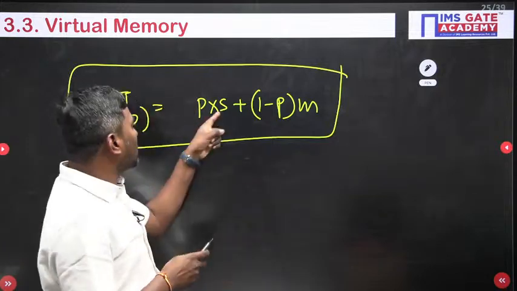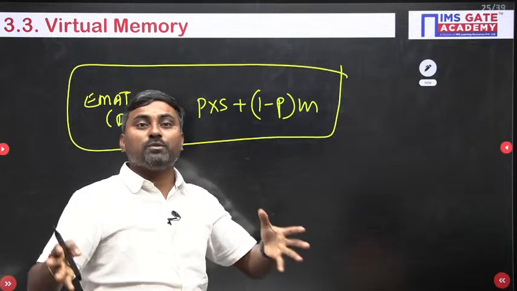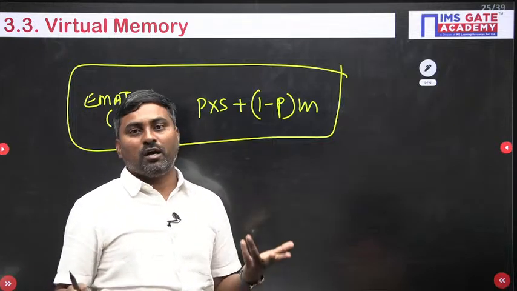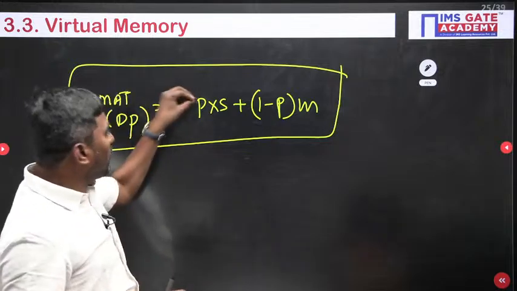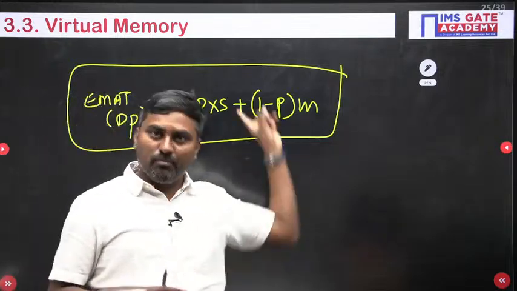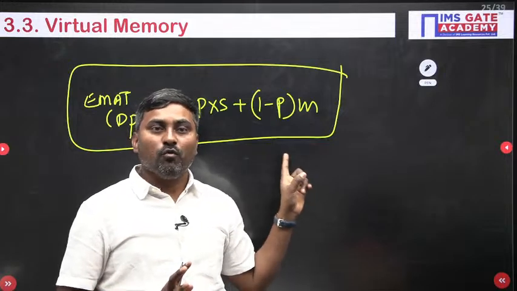The page fault rate will be something. If a page fault occurs, this much time is required. If a page fault does not occur, this much time is required. These parameters they will mention in terms of percentage. So if you substitute properly, you will get the answer. That is one important thing you have to observe from virtual memory.